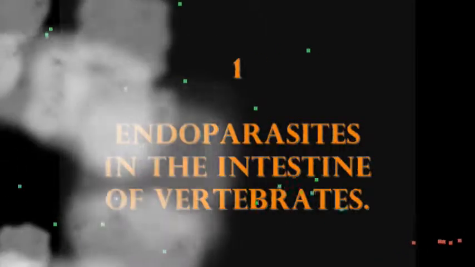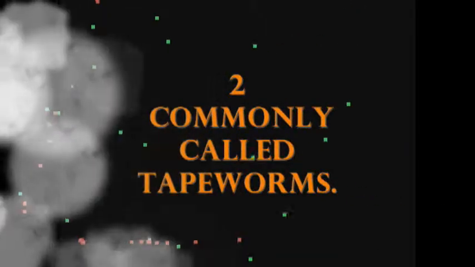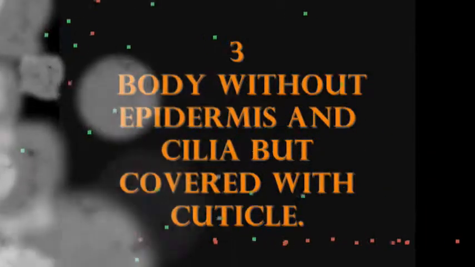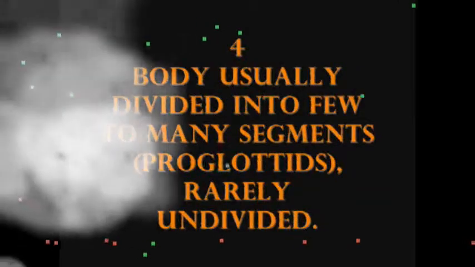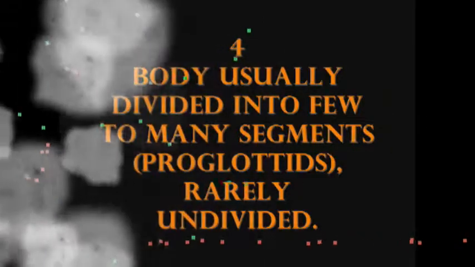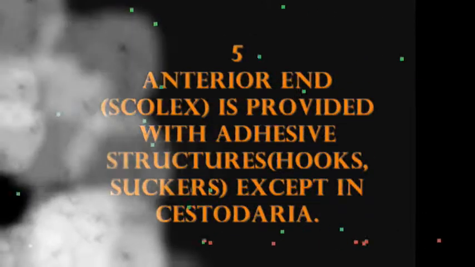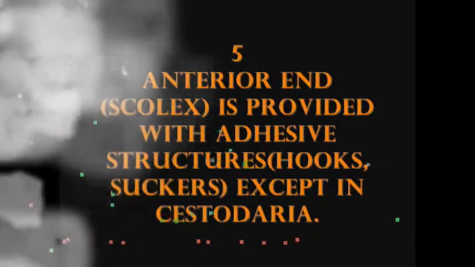Class 3, Cestoda. 1. Endoparasites in the intestine of vertebrates. 2. Commonly called tapeworms. 3. Body without epidermis and cilia but covered with cuticle. 4. Body usually divided into few to many segments, proglottids, rarely undivided. 5. Anterior end, scolex, is provided with adhesive structures, hooks, suckers, except in Cestodaria.